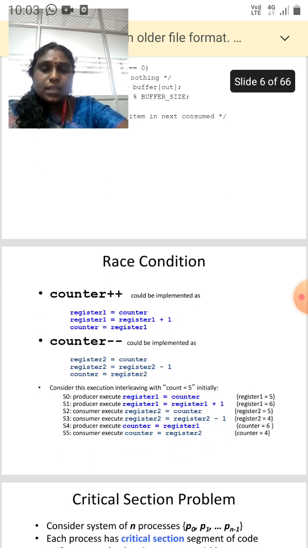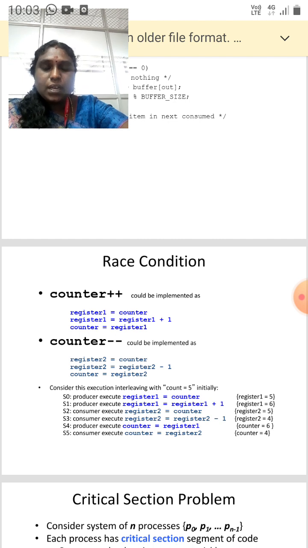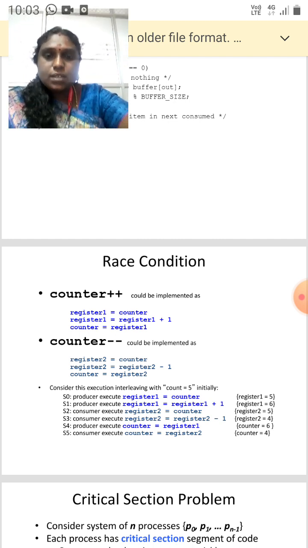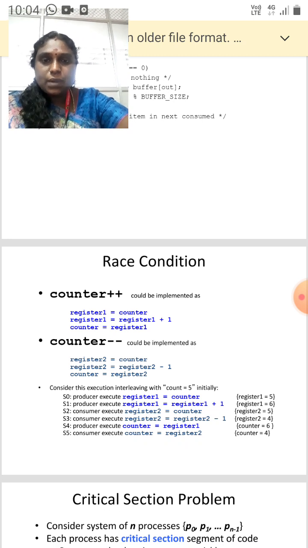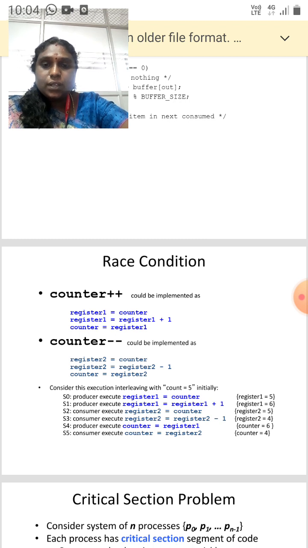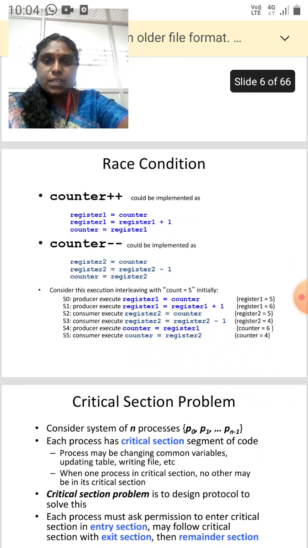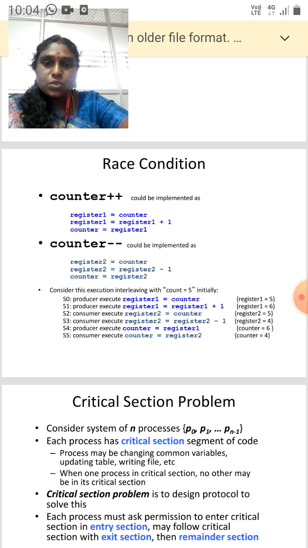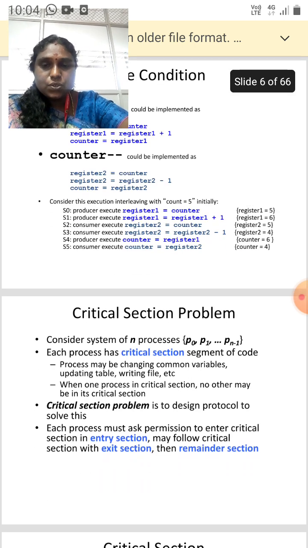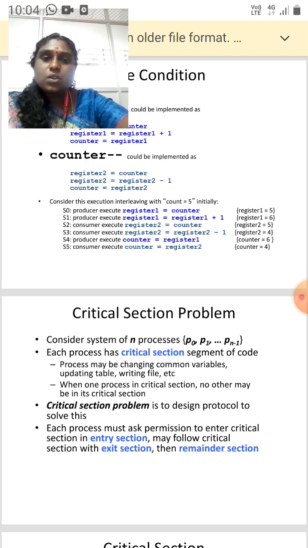Now consider the race condition. The counter++ could be implemented as register1 = counter; register1 = register1 + 1; counter = register1. And the counter-- could be implemented as register2 = counter; register2 = register2 - 1; counter = register2. Consider this execution interleaving with the count equal to 5.